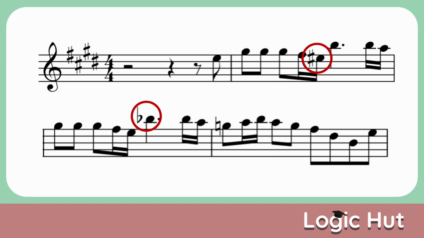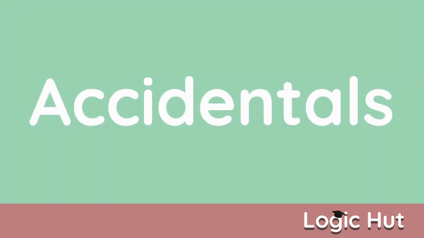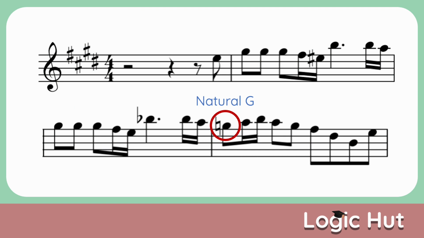Sometimes, composers might want to use notes outside of a key. Sharps and flats that don't fit into the key of a piece are called accidentals. In order to cancel a sharp or flat, a natural sign can be used. These are also accidentals. When an accidental is written, it applies to any remaining notes in that bar. This B is also a flat, and this G is also a natural.